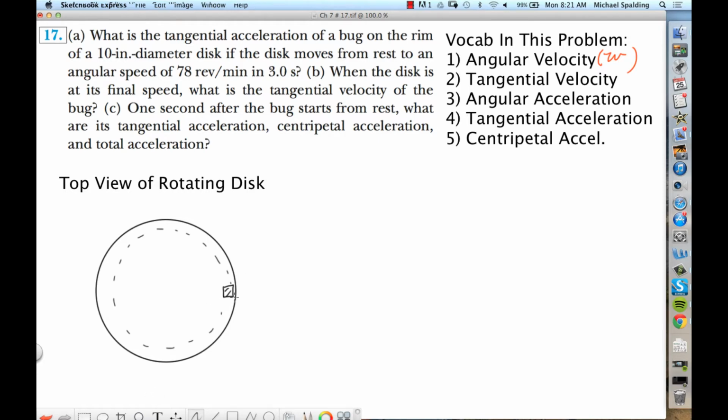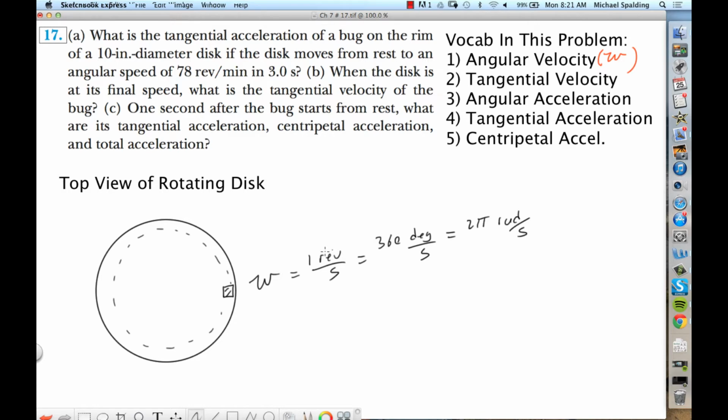What would be the angular velocity if the bug made 1 revolution per second? The angular velocity there would be what? 1 revolution per second, which would be identical to what? 360 degrees per second, which would be 2 pi radians per second. So that's angular velocity. Revolutions per second, degrees per second, radians per second.